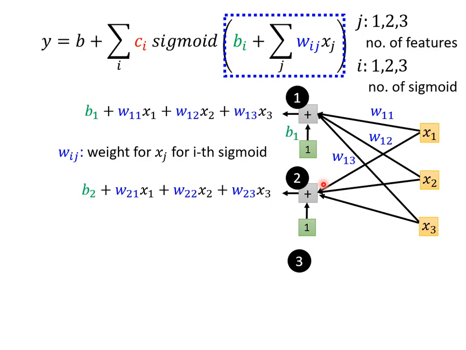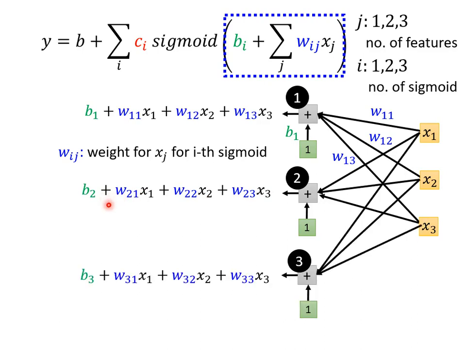The second sigmoid function, what does it do in the parentheses? What it does in the parentheses is to multiply x1 by w21, multiply x2 by w22, multiply x3 by w23, add them all up and add b2. What about the third sigmoid? The third sigmoid does in the parentheses is to multiply x1, x2, x3 by w31, w32 and w33, respectively, and add b3.